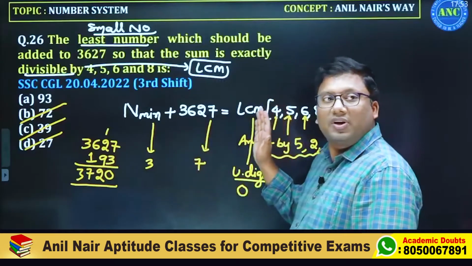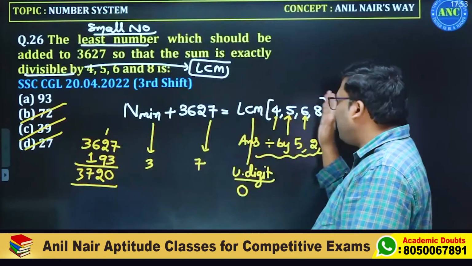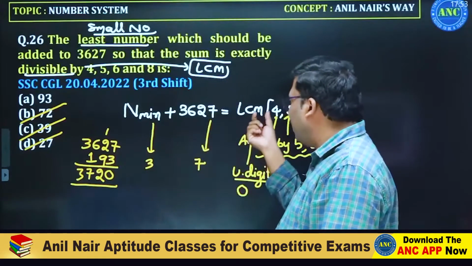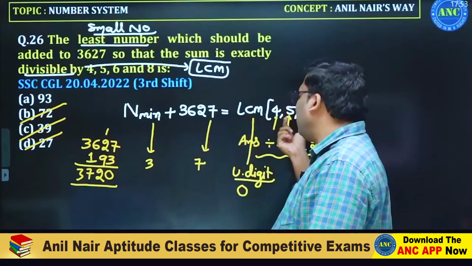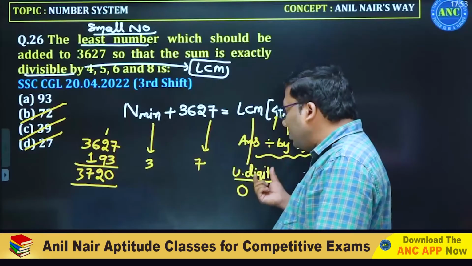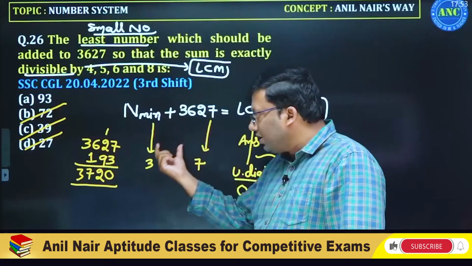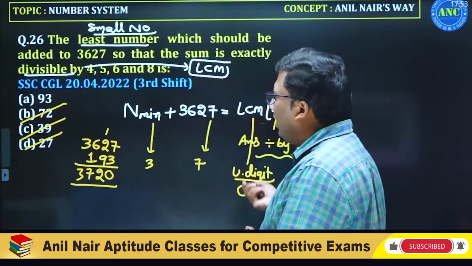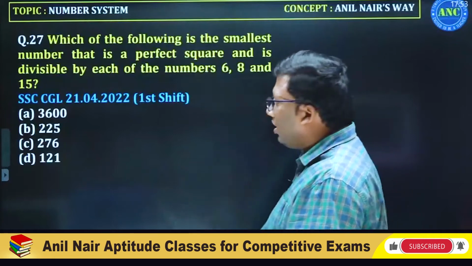Please do not waste your time doing the LCM of 4, 5, 6, 8 minus 3627. Here it is divisible by 2, here it is divisible by 5, so the answer will be divisible by 10. That means the unit digit is 0. Here the unit digit is 7, so the added unit digit will be 3. Only one option, 93. I hope you got an idea.